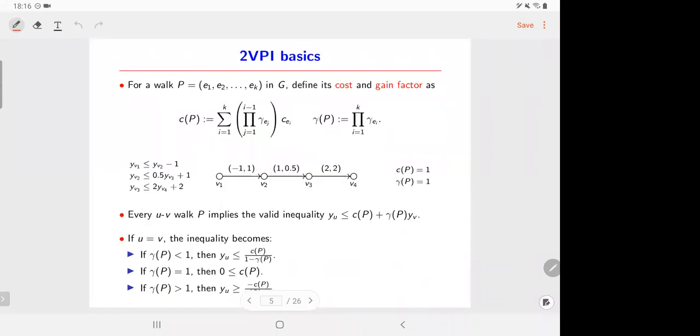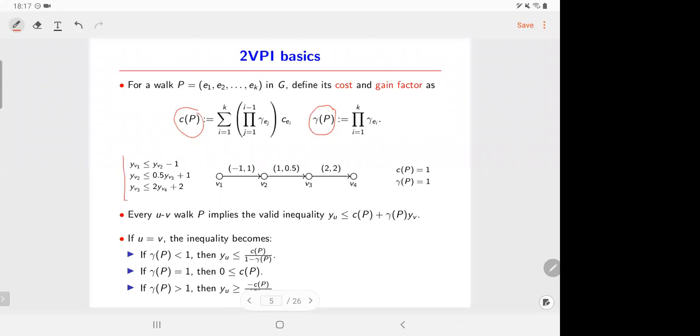So let us go through some basics of 2VPI systems. Now we'll reason about 2VPI systems in terms of their directed multigraph representation. For a walk P in G, we define its cost and gain factors as follows. The gain factor, which we call gamma P, is just the product of the gammas in your walk. And the cost of the walk is just the discounted cost of the walk. So let us go through an example to make this concept clear.